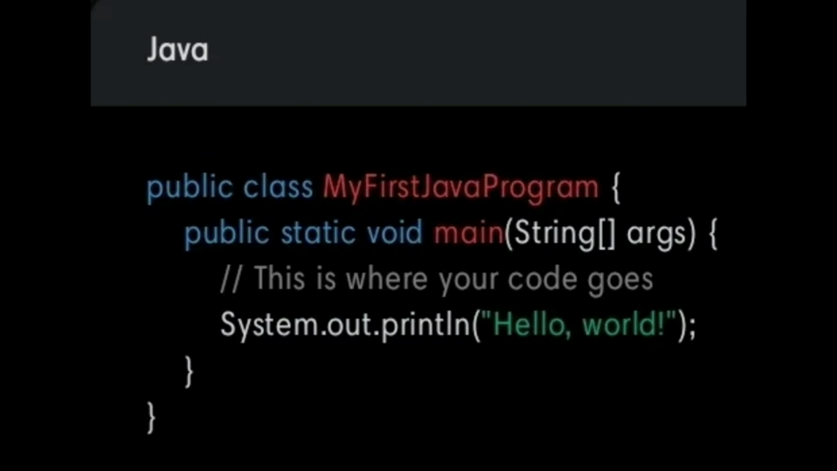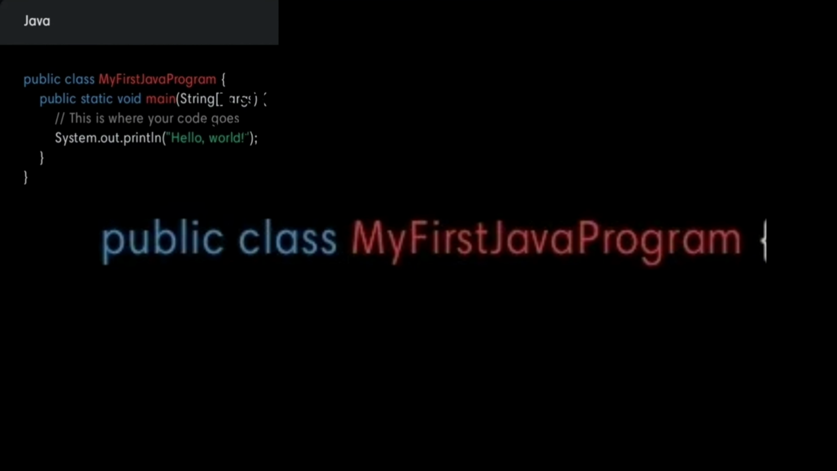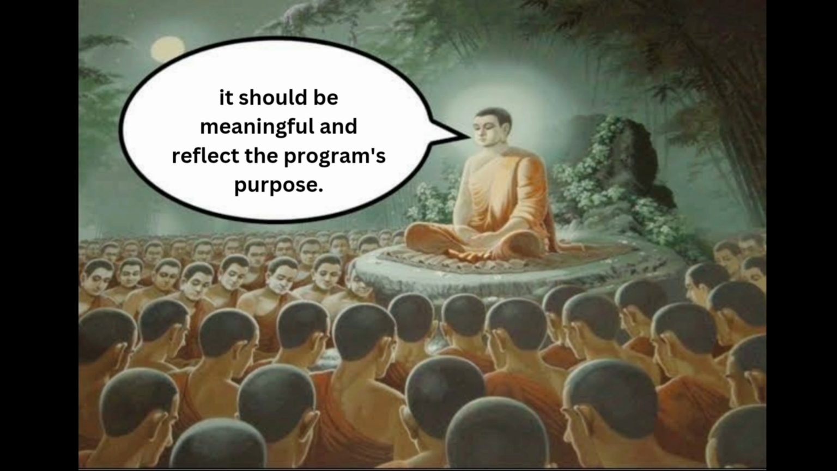Let's break this down. Public class MyFirstJavaProgram. This is the declaration of a class named MyFirstJavaProgram. You can name it whatever you want, but it should be meaningful and reflect the program's purpose.